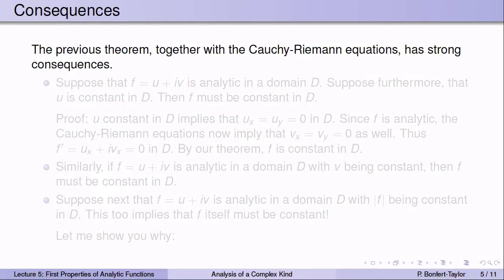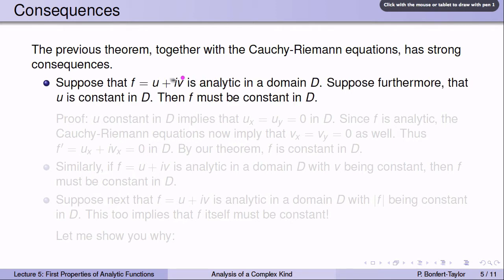Now this theorem, as simple as it is, together with the Cauchy-Riemann equations, has very strong consequences. Here are some examples. Suppose again F is written as u plus iv and is an analytic function in a domain, an open connected set. And suppose furthermore that the real part is constant. This then implies that F must be constant in D. You cannot find an analytic function whose real part is constant and whose imaginary part varies. As soon as the real part is constant, everything is constant.